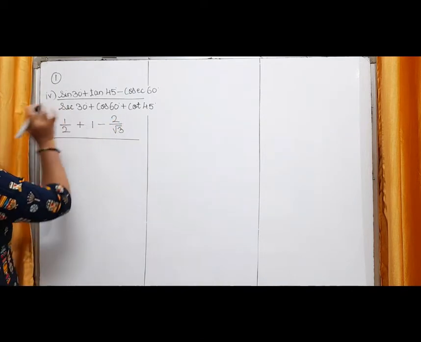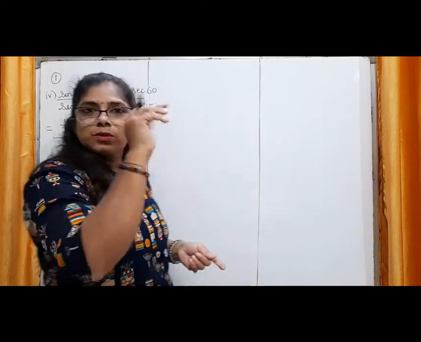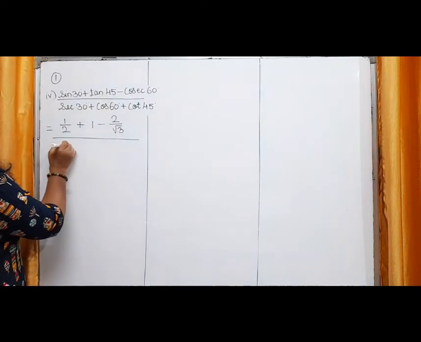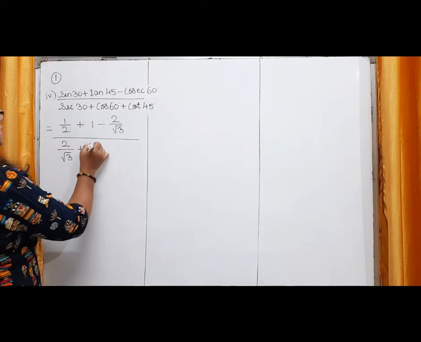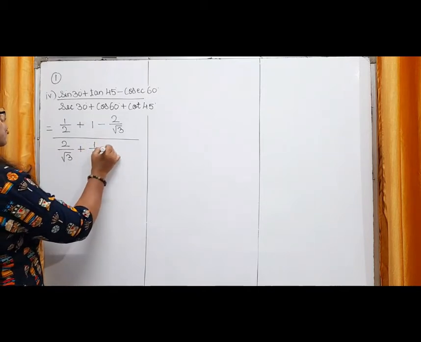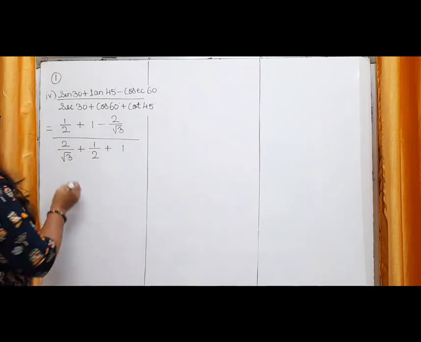Sec 30 is the reciprocal of cos 30. Cos 30 is root 3 upon 2, so sec 30 is 2 upon root 3. Cos 60 is 1 upon 2. Cot 45 is 1. Let us solve this.